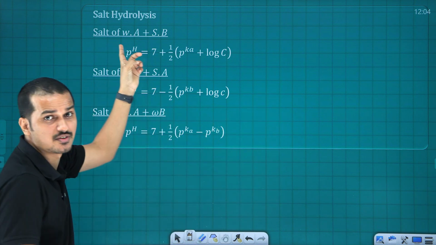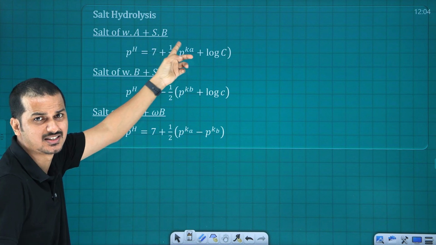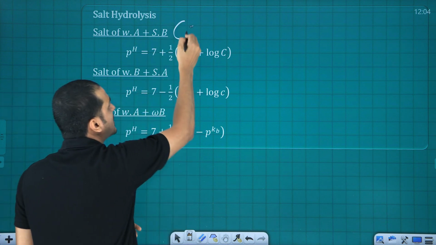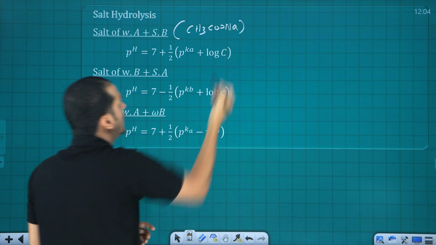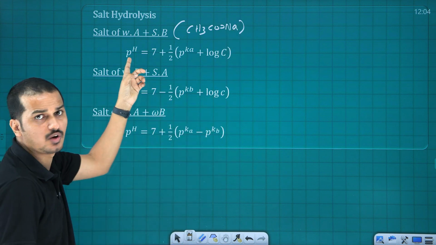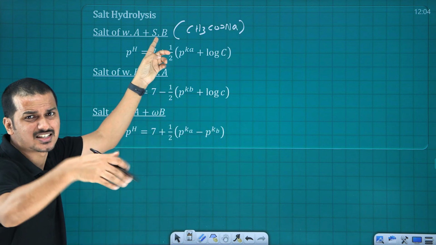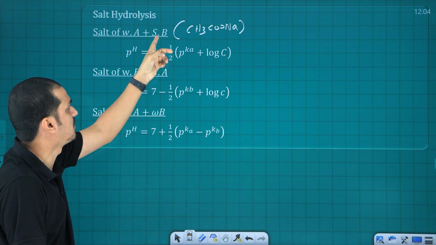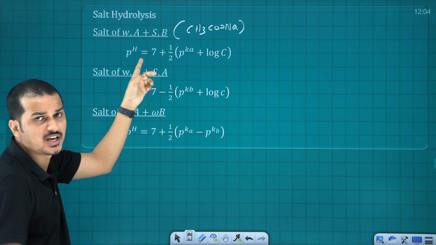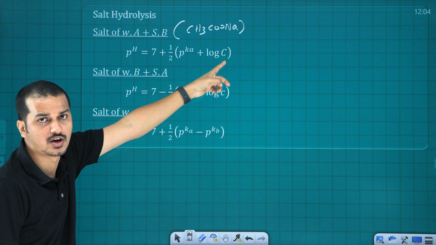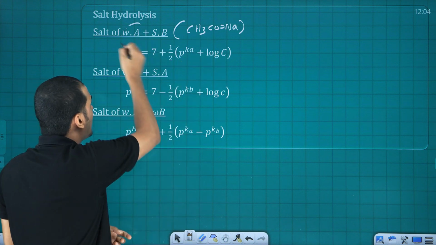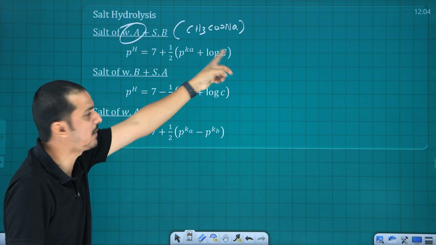So here, in the case of a salt of a weak acid and strong base, for example CH3COONa, its pH we can calculate. That salt solution will always be basic because the base is strong, so its pH will be greater than 7. It is 7 plus half into pKa plus log C. Here the acid is weak, that's why pKa plus log C.